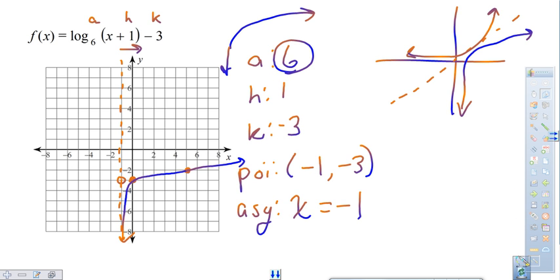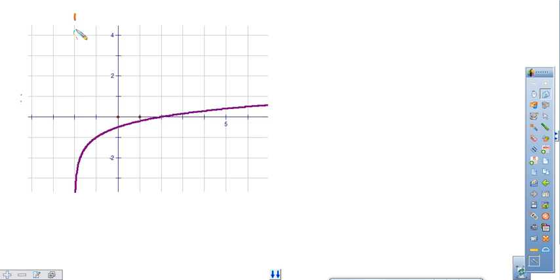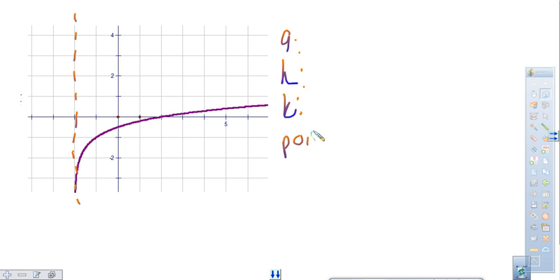Alright? So let's try this one. Here you go. Very nice. Hopefully you can clearly see where that asymptote is. We've got A, H, and K. Then we have our point of interest, as one of you lovelies called it, and I like that because they're not inflections for these, so it's a little bit more mathematically correct. And our asymptote is going to be x equals a value.